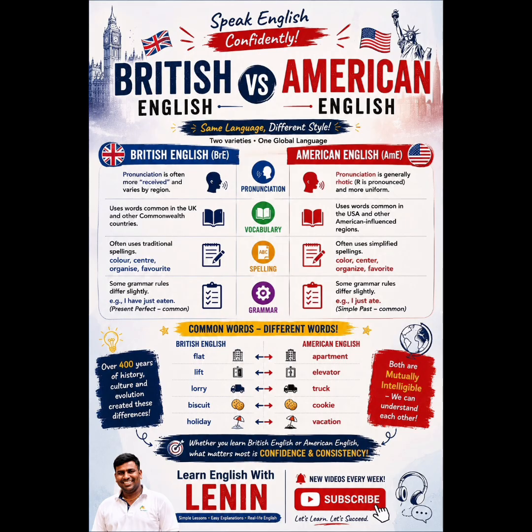Why do people in different countries speak English differently? And have you ever noticed that some words are spelled differently in Britain and in America? So, there are different ways of speaking English, with different accents and different usages. There are different varieties of the English language.